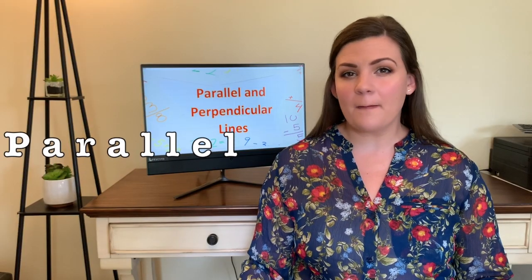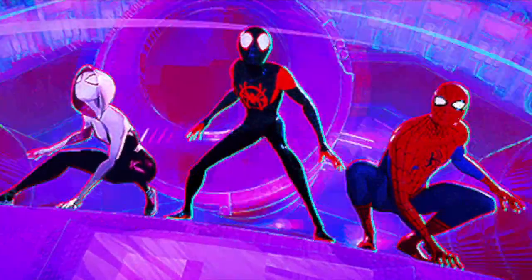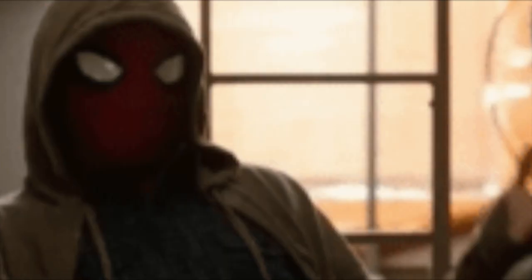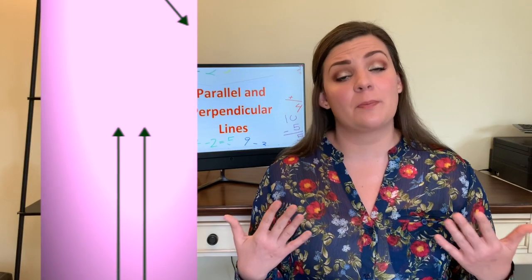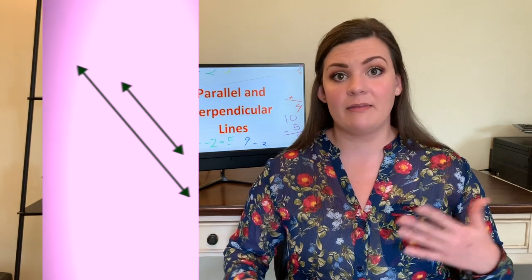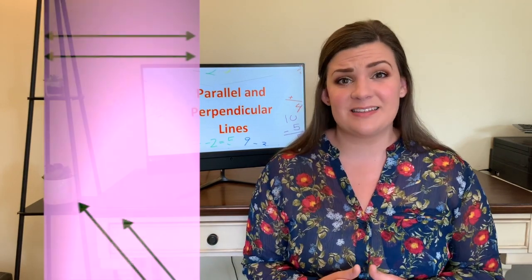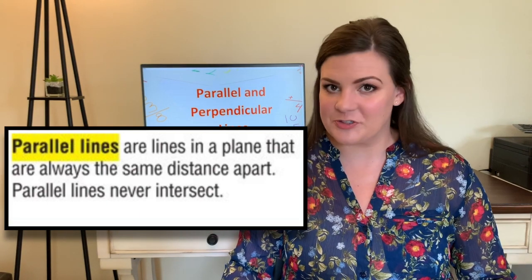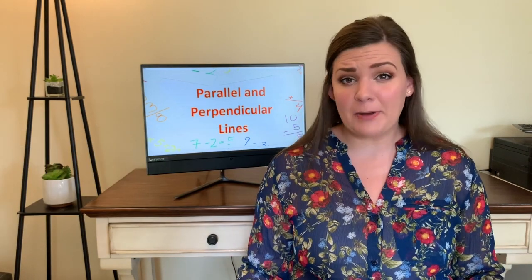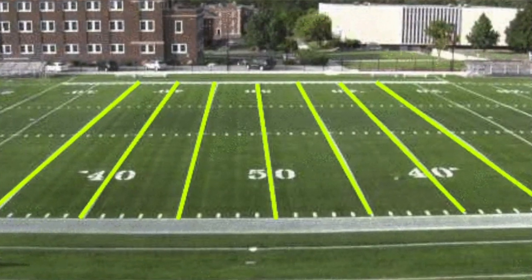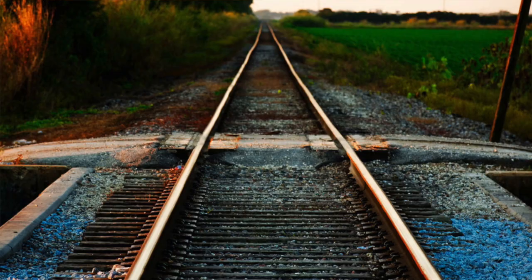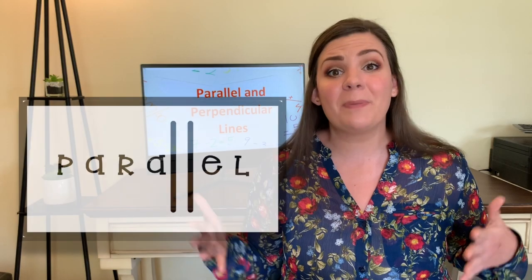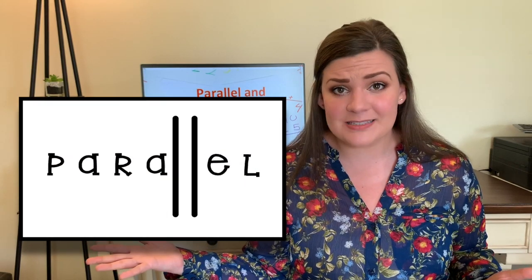Let's talk about the word parallel. In geometry, we use the word parallel to describe lines and line segments. Parallel lines and line segments are equal distance apart and they never cross or intersect. Some places that we see parallel lines are on a football field, a road, railroad tracks, piano keys, and the equal sign. The word parallel even has parallel lines.